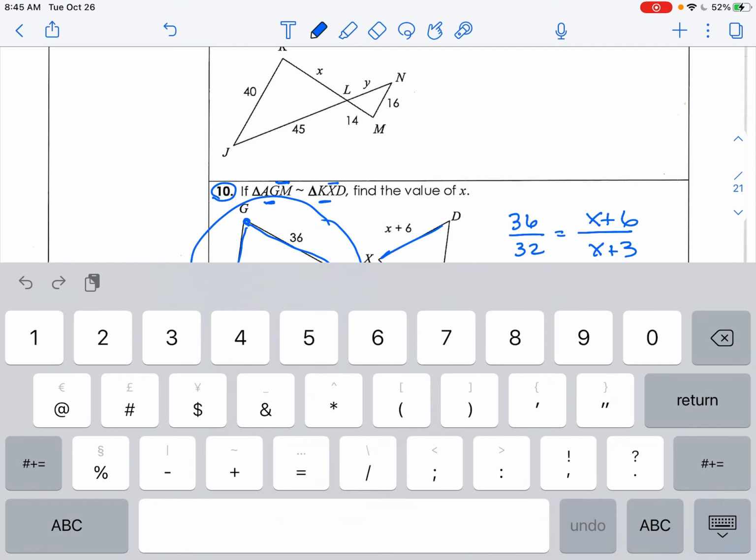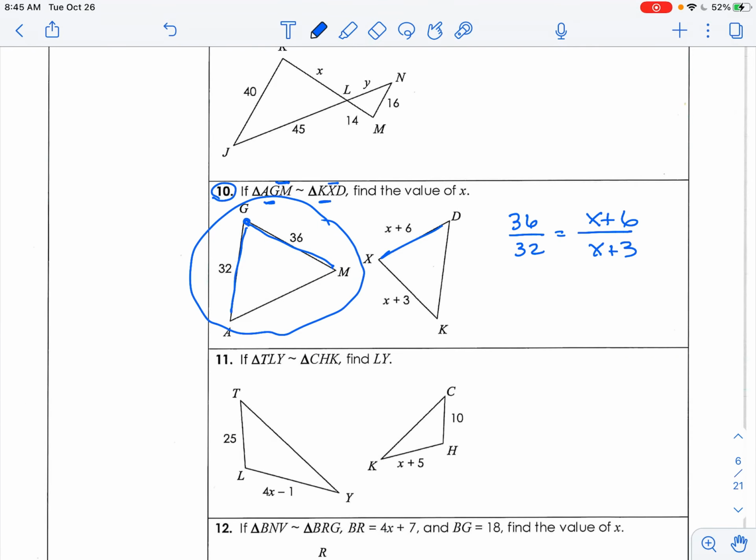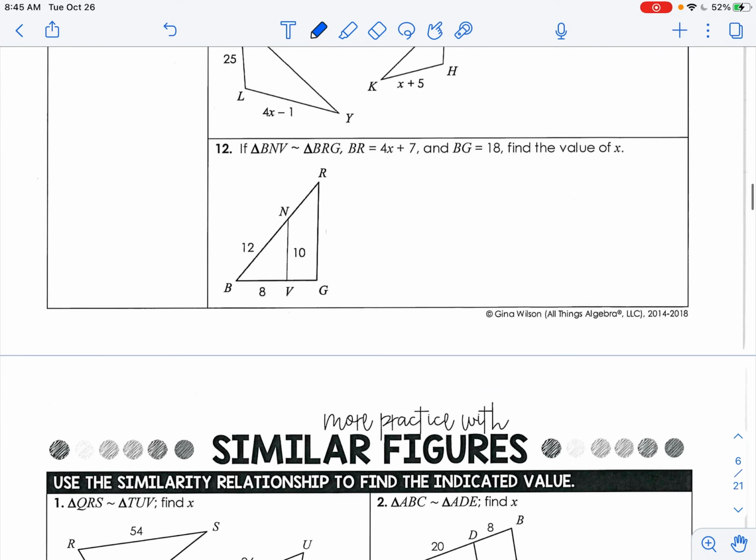So if I multiply here, I'm going to get 32x plus 192, if I do this cross, is going to equal 36x, if I do this cross, plus 108. So just remember the distributive property there. If I move things around, I'm going to get some version here of 4x, by moving it that way, equals 84. Hopefully you can follow that algebra. And I'm going to get x equals 21. So for that one, that is not a calculator problem. What you need to be able to do is set it up and do the distributive property for that one.